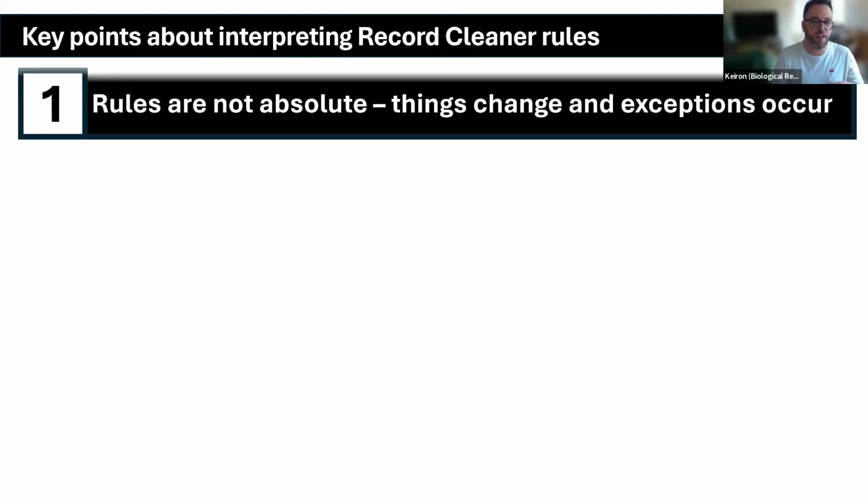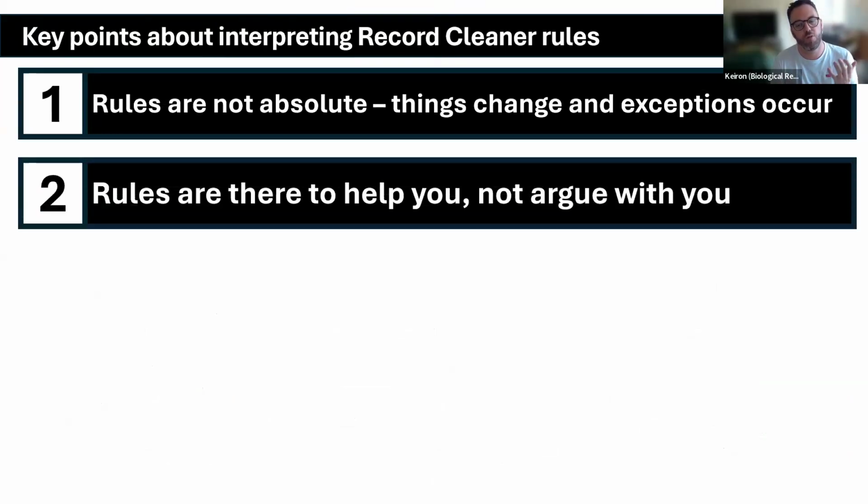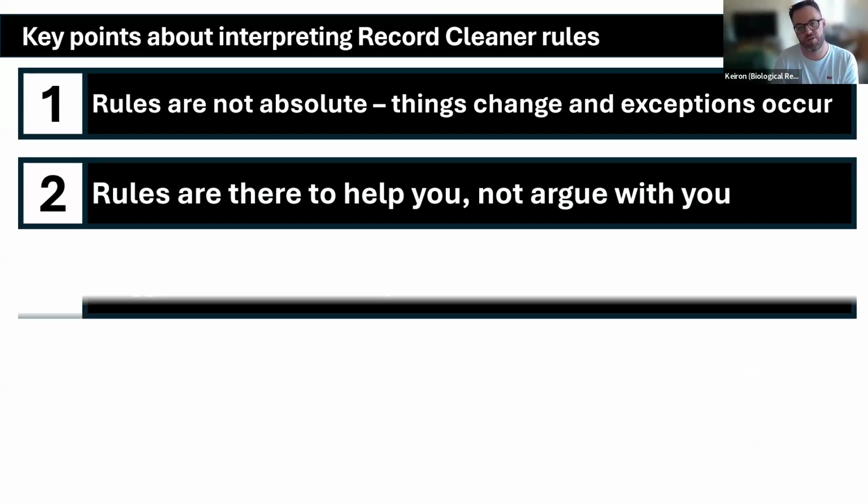So some key points about interpreting Record Cleaner rules. They're not absolute. Things change, exceptions occur. So don't instantly think that it means that your record is wrong. The rules are there to help you, not to argue with you. So don't get frustrated if there are rules that have been flagged up that you know are maybe out of date, etc.